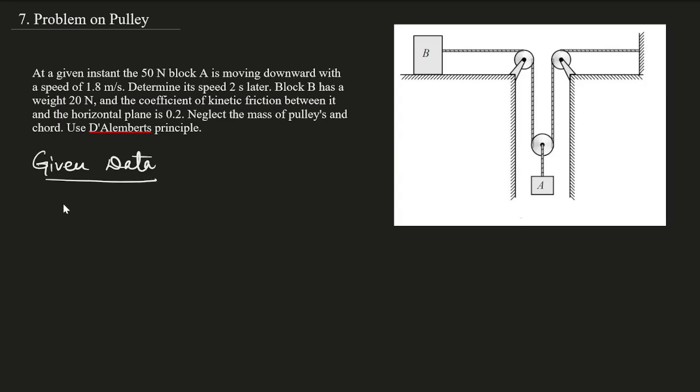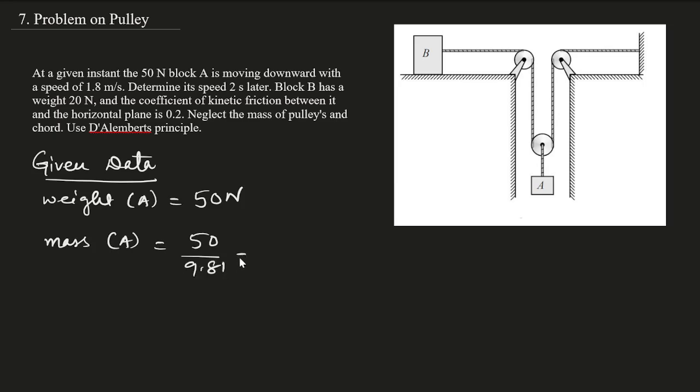So the given data are: mass A, they have given as weight, so I'll write down the weight first. Weight of A is 50 Newton. So mass A will be equal to 50 divided by 9.81. If you put it in the calculator, you'll get 5.01.